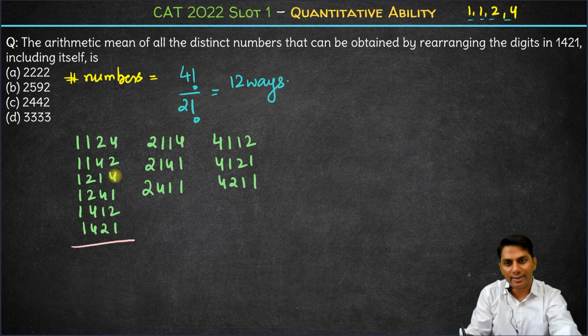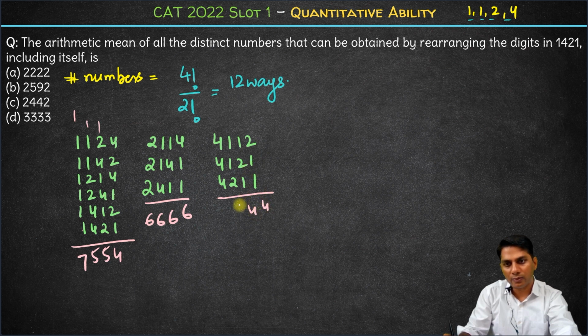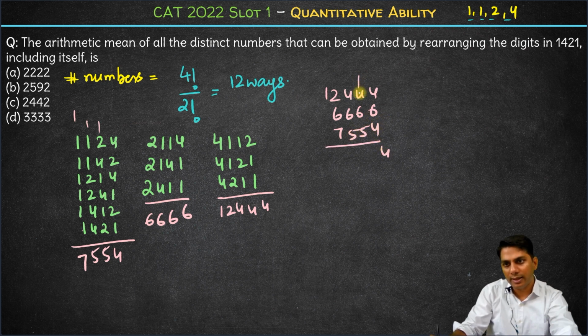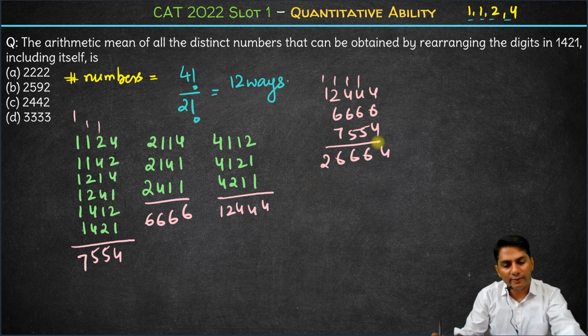So we add the columns: units digits sum to 24, tens digits to 24, hundreds digits to 24, thousands digits to 12 plus carries. So the total sum is 12000 plus 4000 plus 4 4 4 plus 6 6 6 6 plus 7 5 5 4 working out to 2664 for the sum of all the 12 numbers, and finally the average will be 2664 divided by 12.